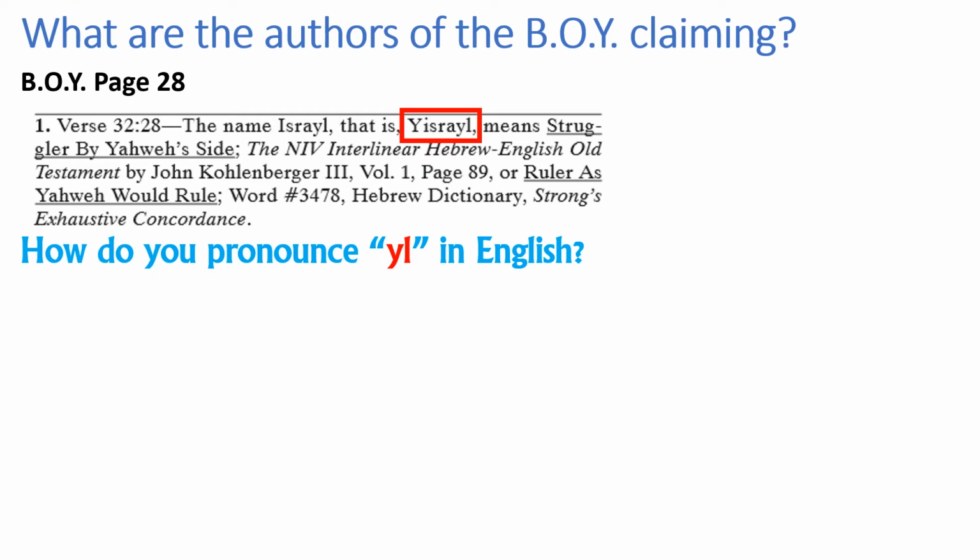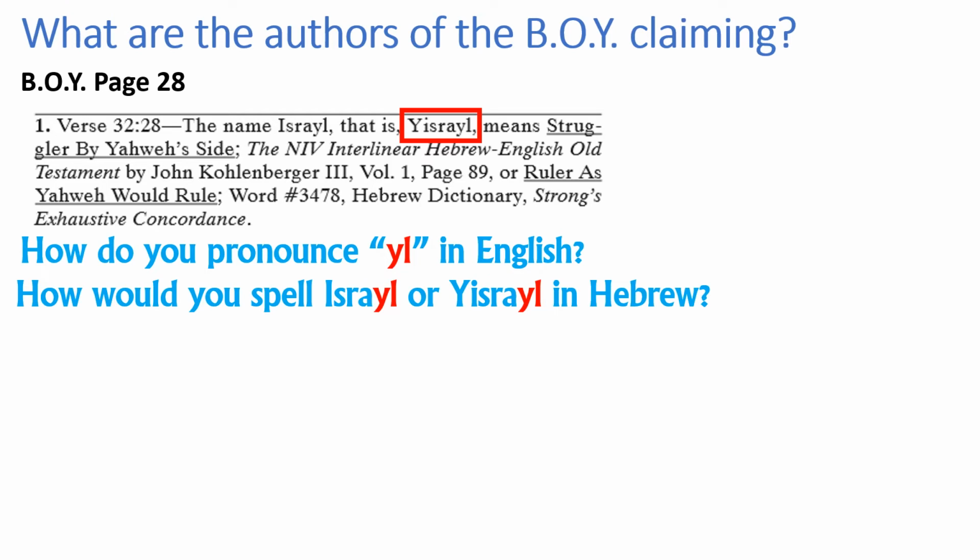I asked a couple of people this, and everybody gave me a weird answer, and nobody could really answer it completely. And when you ask the people in this group who produced this book, they don't even fully answer it. Here's the reason the problem comes up. The first problem, like I mentioned before, is how do you pronounce YL in English? Why would you write YL if you can't really pronounce it? The other question is, how would you spell Israel, Yisra YL, in Hebrew?